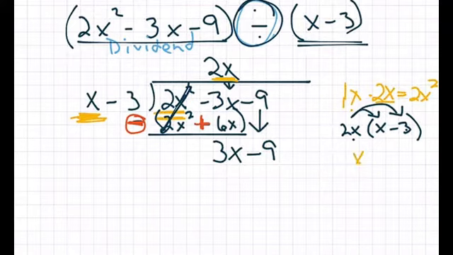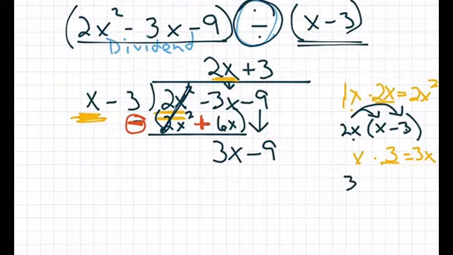X times blank equals 3x. Well, I just need to multiply it by 3. So I come up here and I multiply by positive 3. I have to put that sign there because it's a polynomial.